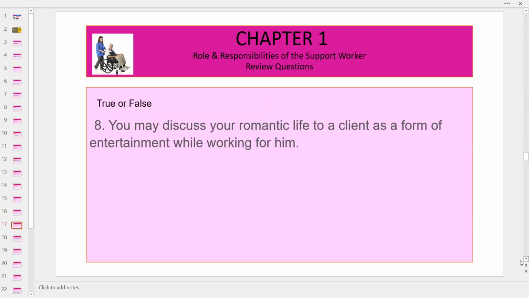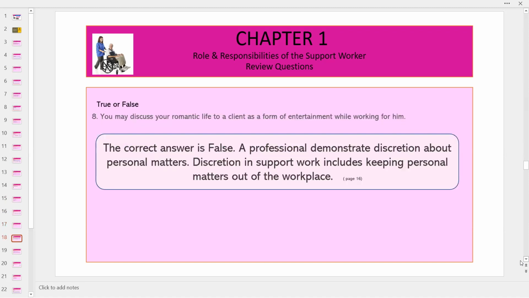Number 8, true or false. You may discuss your romantic life to a client as a form of entertainment while working for him. The correct answer is false. A professional demonstrates discretion about personal matters. Discretion in support work includes keeping personal matters out of the workplace.